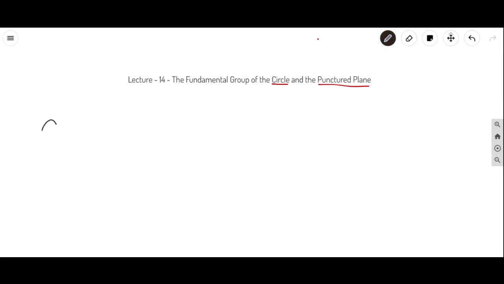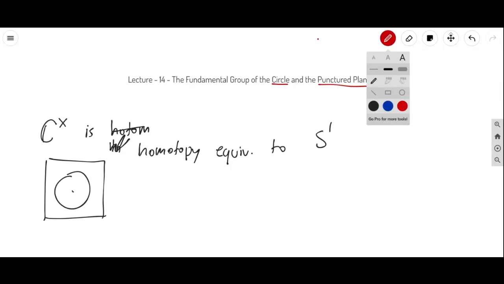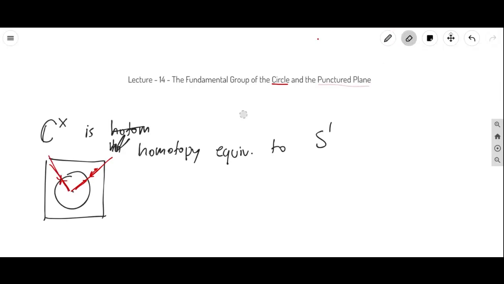So let's just recall the punctured plane is homotopy equivalent to the circle, because of the picture that we've talked about, and you also had this problem on your homework, that the circle sits inside the punctured plane. Every point in the punctured plane can be mapped to the circle by moving along these rays, like that. And that mapping from the punctured plane to the circle gives us a homotopy equivalence.